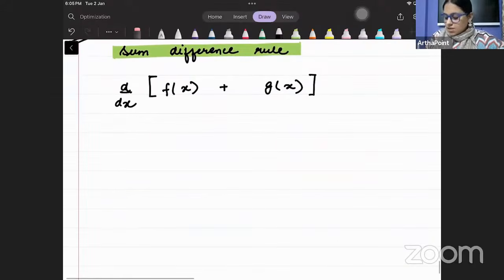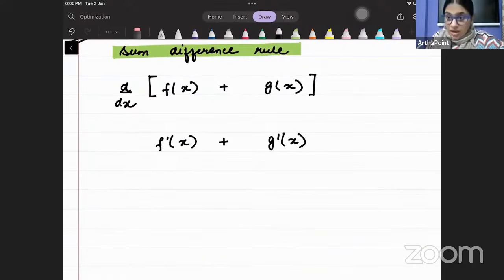तो इसका मतलब ये हो गया कि आप पहले का डिफरेंशिएशन निकाल सकते हो, दूसरे का निकाल सकते हो और उसको फिर ऐड कर सकते हो, या आप पहले उन फंक्शंस को ऐड कर सकते हो और फिर उनका डिफरेंशिएशन निकाल सकते हो. दोनों से जो रिजल्ट मिलेगा वो सेम मिलेगा.